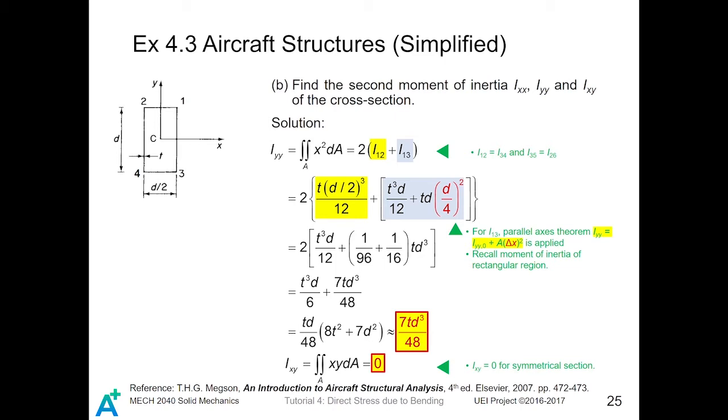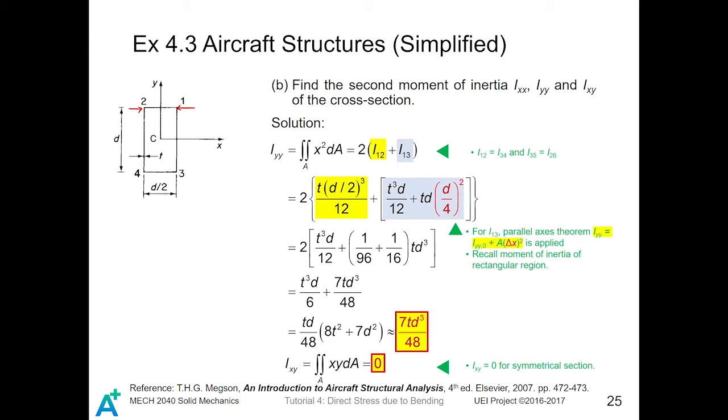Instead, we apply the parallel axis theorem for 1, 3 and 2, 4. For 1, 2, since it's talking about x squared dA, this length is taken into consideration and cubed. Since it is d over 2, we have d over 2 cubed here. Then we multiply by t. Besides, for 1, 3, we still compute the moment of inertia of itself. It is given by t cubed d divided by 12.